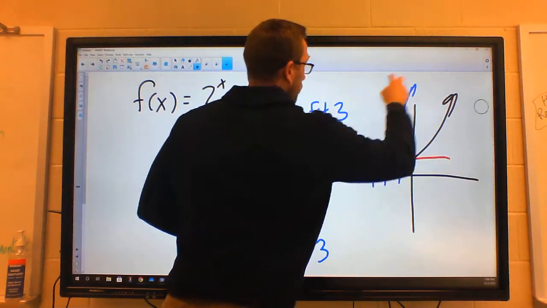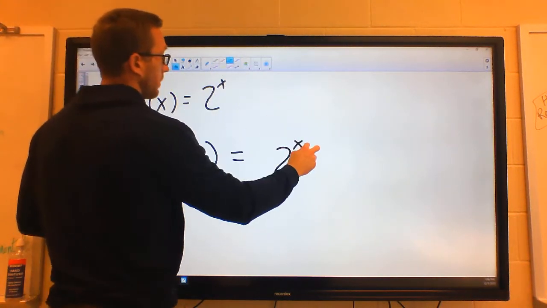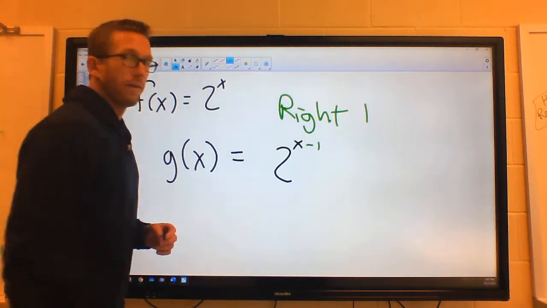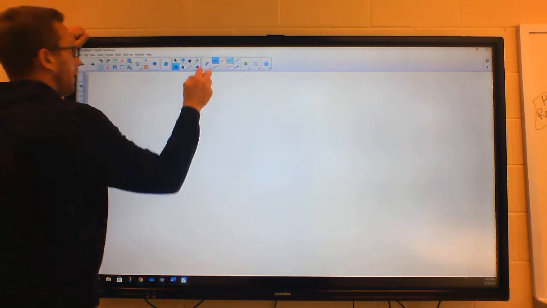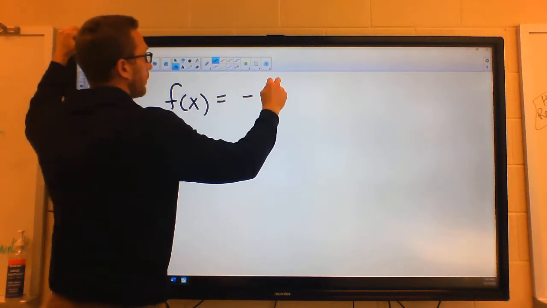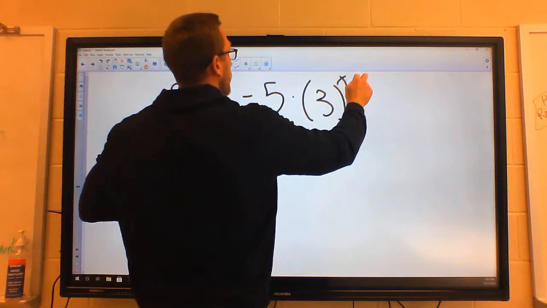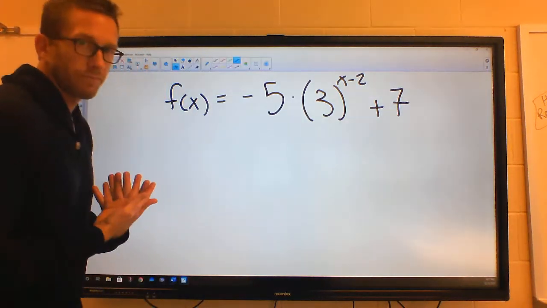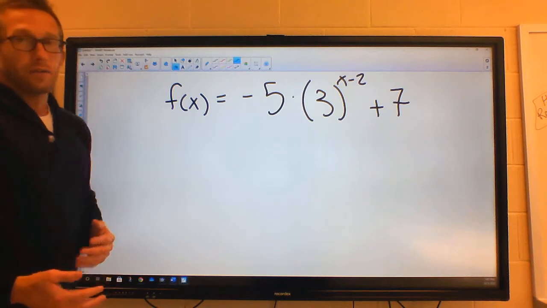Okay? So if I had, here's our 2 to the x. If I had 2 to the x - 1, this would be to the right 1. Okay? So let's add all of these ideas together, and let's look at the function f of x equals -5 times 3 to the x minus 2 power plus 7. Sorry about that. Lots of transformations going on in here.